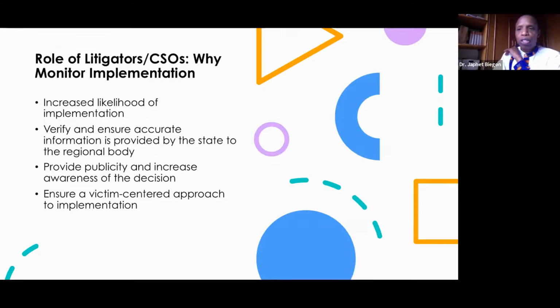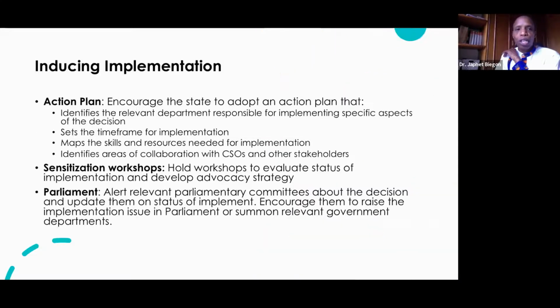But then what are the tools that can be deployed to ensure that at least the state takes the path towards implementation? The first, whenever possible, is to encourage the state, or advocate for the state, to adopt an action plan in terms of implementation. This is pretty easy where there are not many decisions. For instance, in the case of Tanzania, if it is one or two decisions, then it's possible for the state to adopt an action plan for implementation.